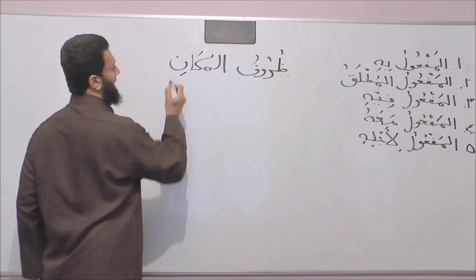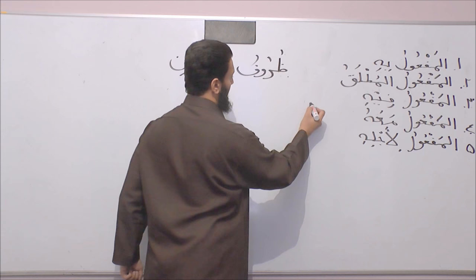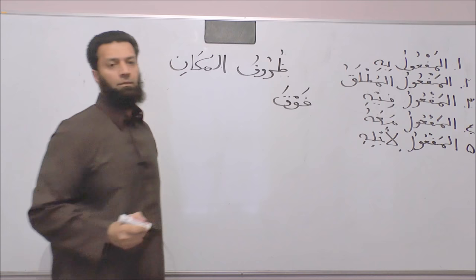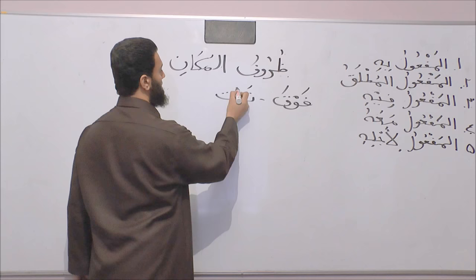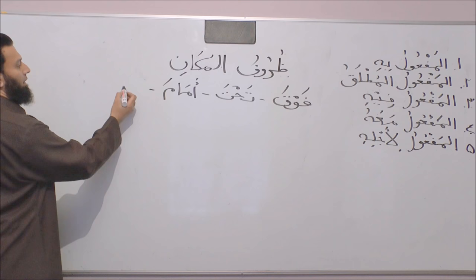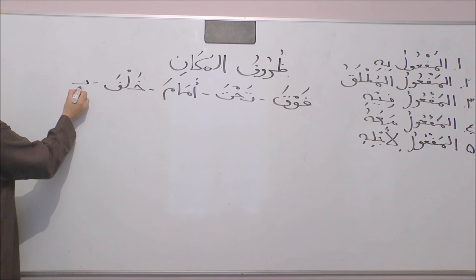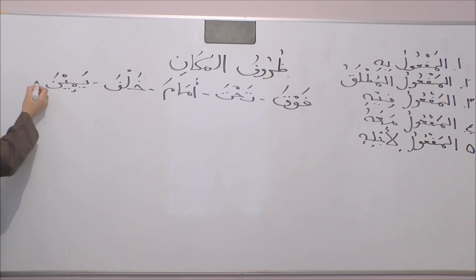So we have a number of dharufu al-makani. We have above, which is fawqa. We have under, which is tahta. We have in front, which is amama. We have behind, which is khalfa. We have on the right, which is yamina. And we have on the left, which is shimali, or yasara. And there are others, but these are the most common.